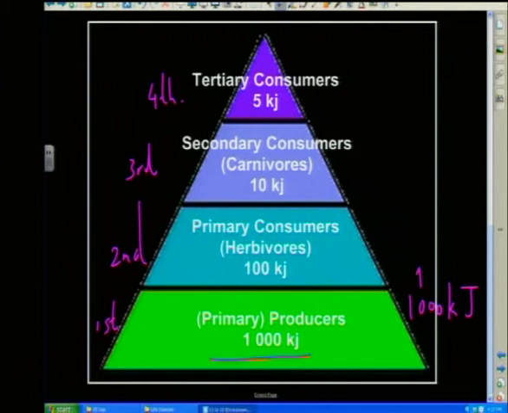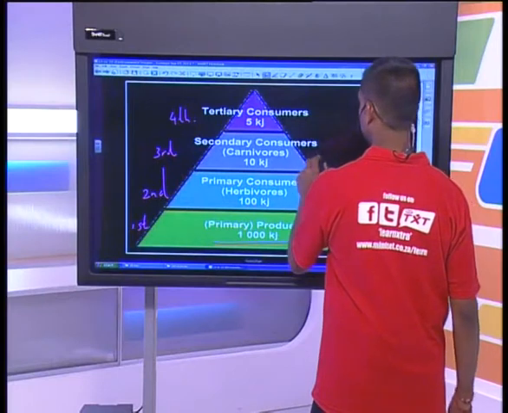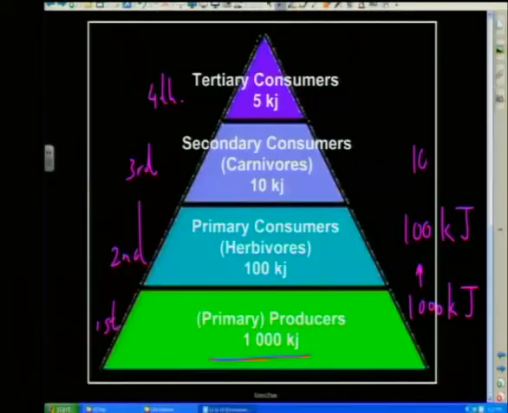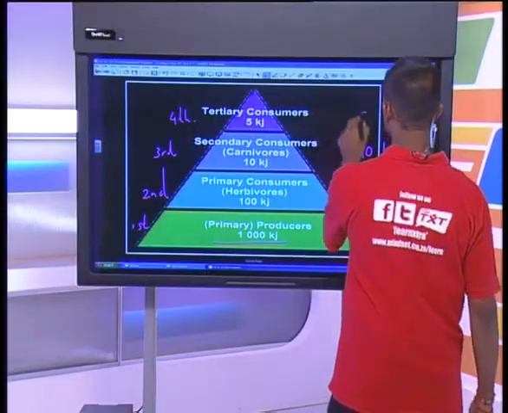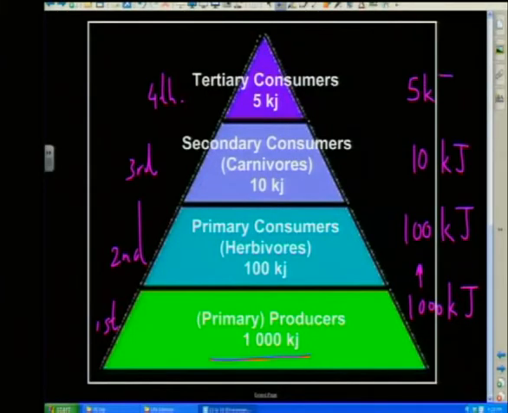These in turn supply energy to your primary consumers, and the amount of energy available in the second trophic level is 100 kilojoules, and we can see that that has decreased already. And as we move up to the third trophic level, the secondary consumers, we see that there's only 10 kilojoules of energy available to the secondary consumers or the carnivores, and as we move up, that further decreases to 5 kilojoules.